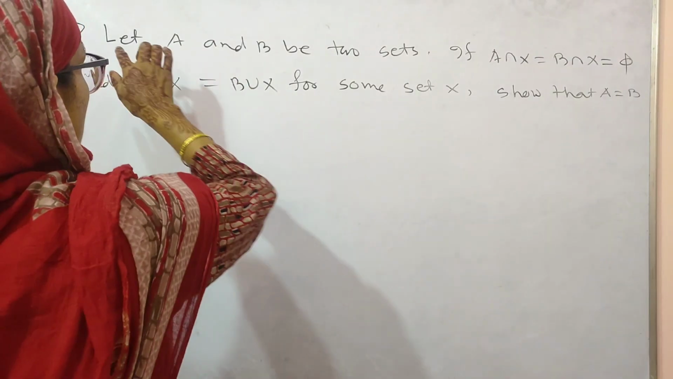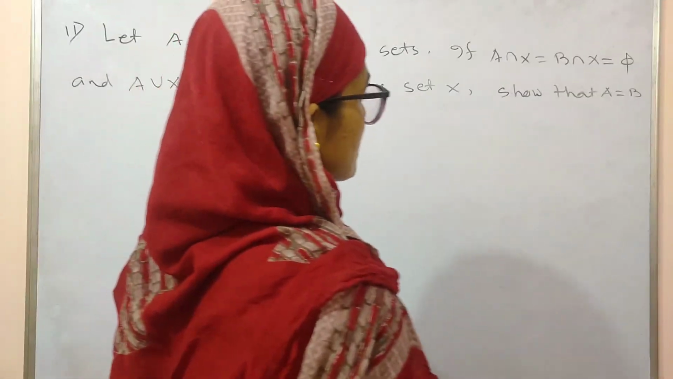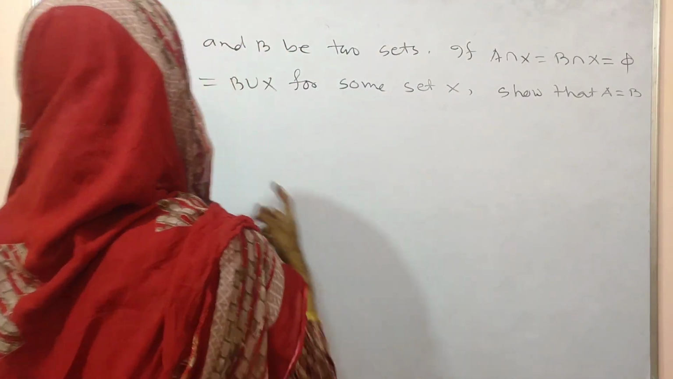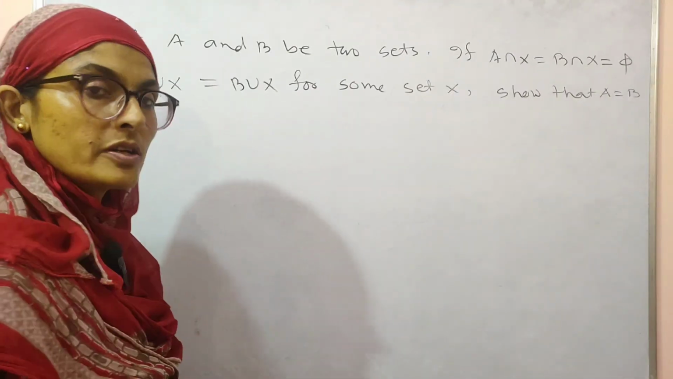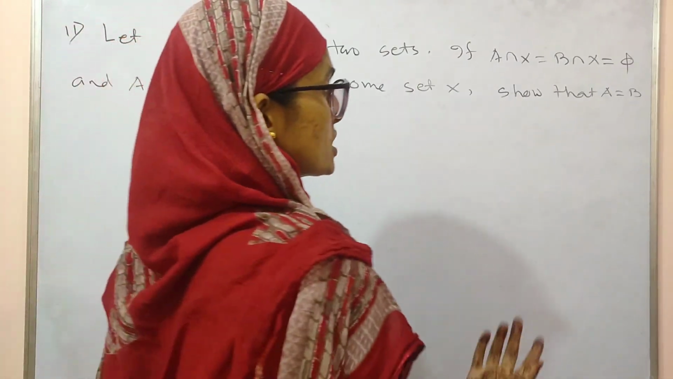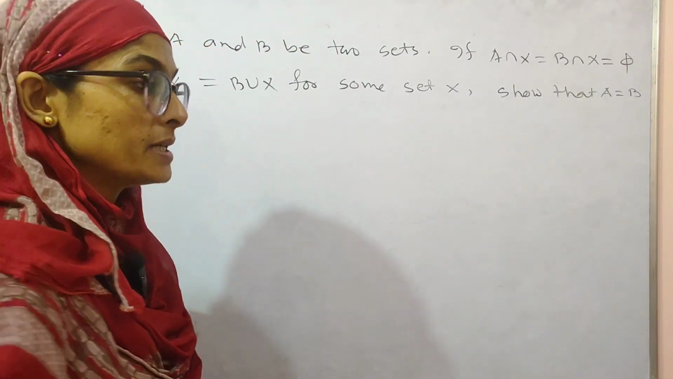Number 11. Let A and B be two sets. If A intersection X equal to B intersection X equal to phi, and A union X equal to B union X, for any set X, show that A equal to B. Write down.